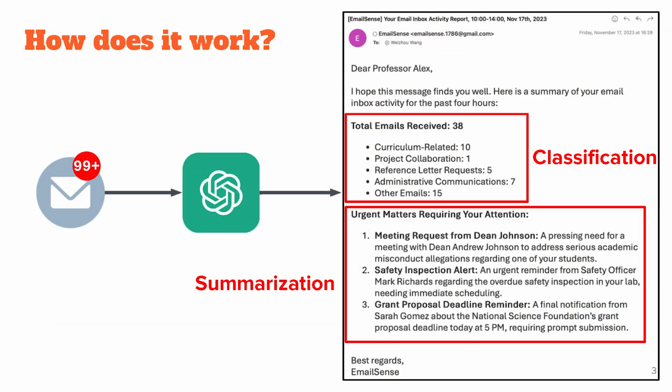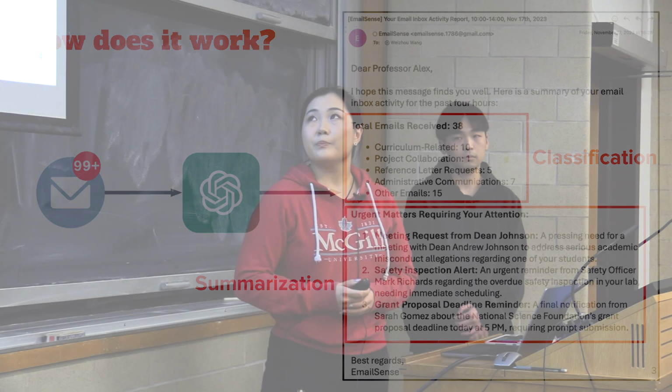What EmailSense does is monitor the inbox and feed any incoming emails to GPT to provide summarization and classification results for the emails, and then generate a report at the end, as shown on the screen, and send it to the users as a separate email.